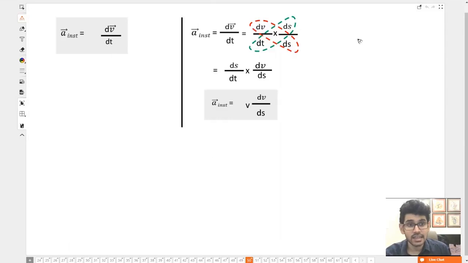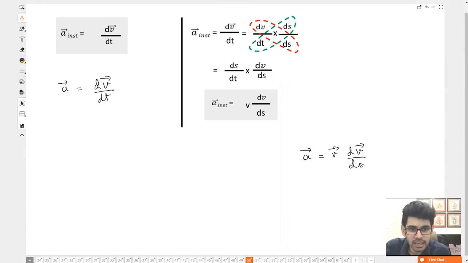Instantaneous acceleration, as I said, is what you've already learned. Instantaneous acceleration is equal to the rate of change of the velocity vector. It can also be denoted like this: a is equal to v dv by dx, or v dv by ds. Always remember this, dv by ds.